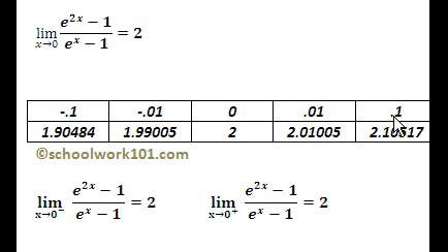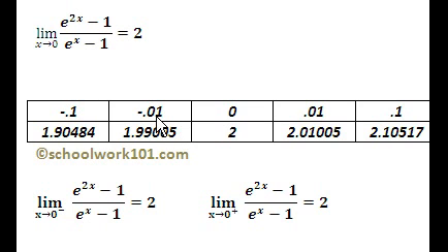So let's look at coming in from the right hand side. I pick 0.1 and plug it into the function here: e to the 2 times 0.1 minus 1 over e to the 0.1 minus 1. I plug that into a calculator, and I think I rounded to about 5 decimal places, and I get 2.10517. Now we're going to get a little bit closer to 0 coming in from the right hand side. I plug 0.01 in, and I end up getting 2.010005. So you can see as I get closer and closer to 0 coming in from the right hand side, I'm getting closer and closer to this number here, 2.